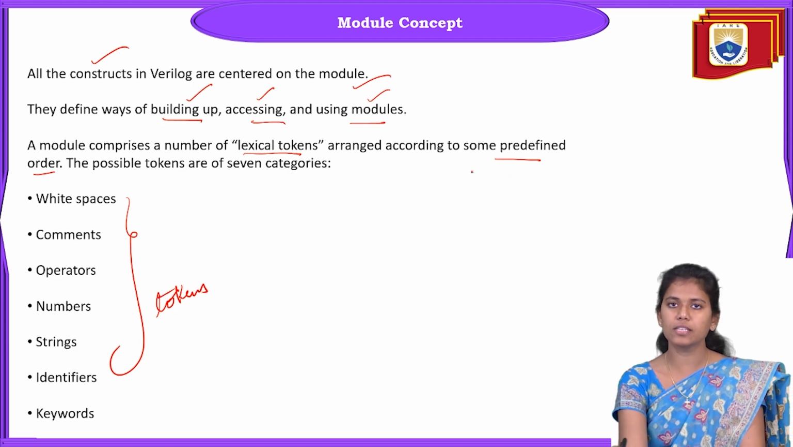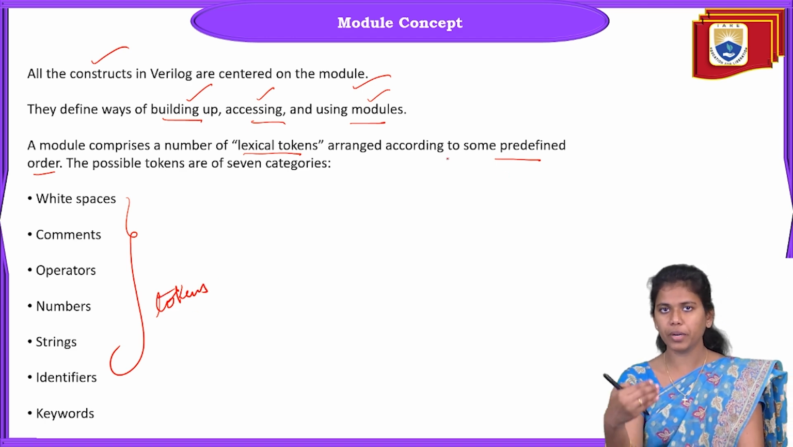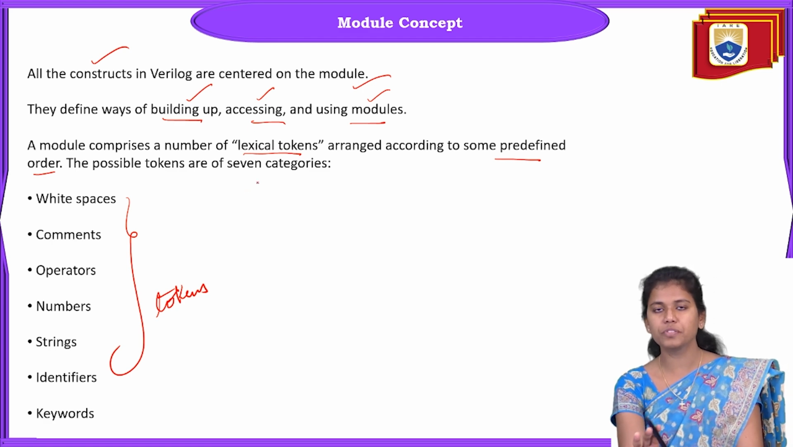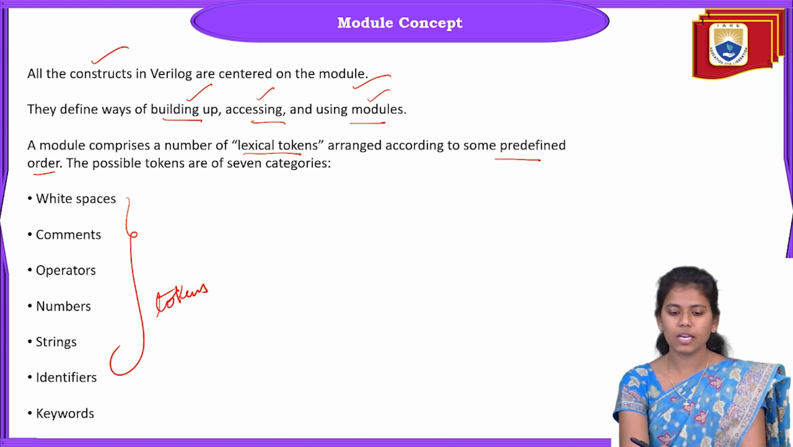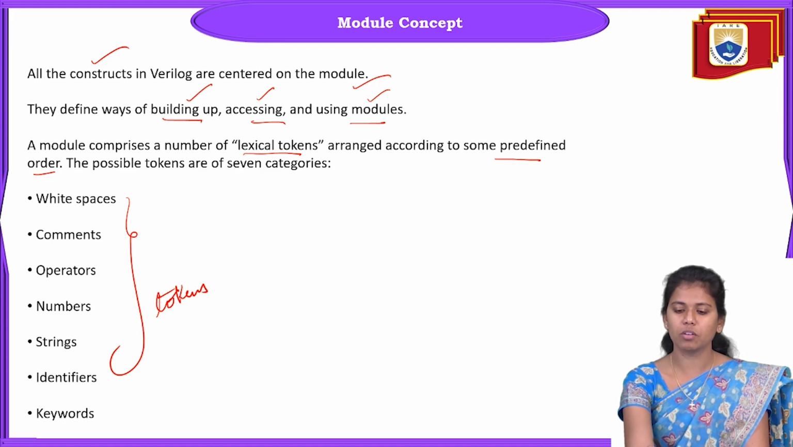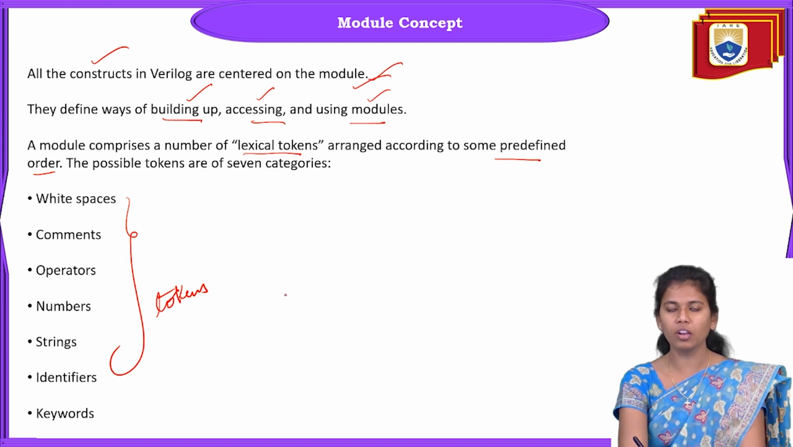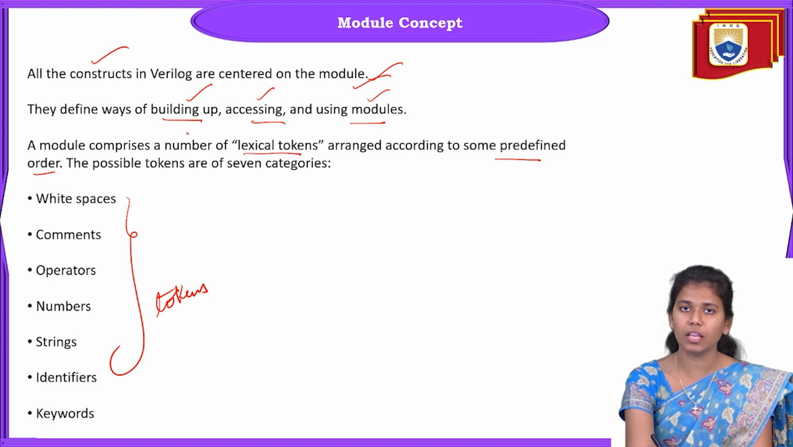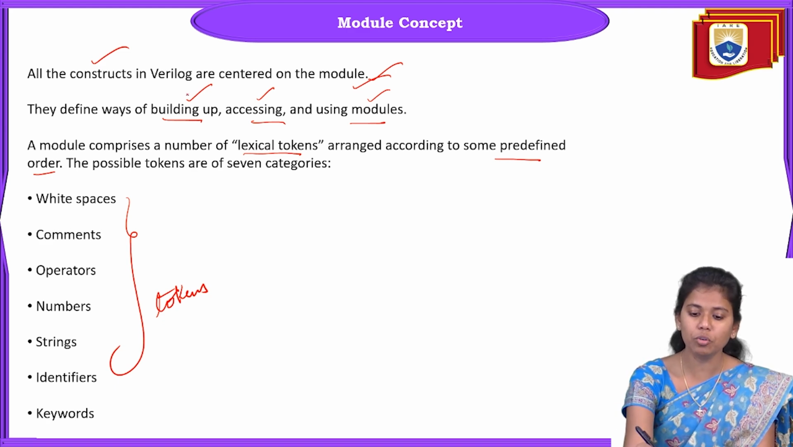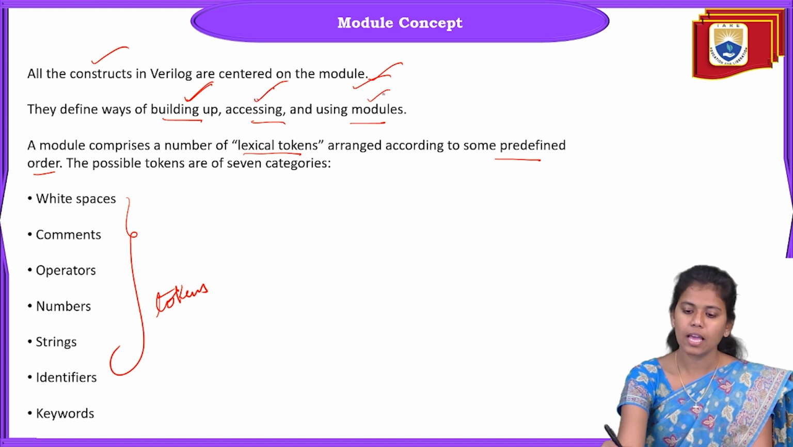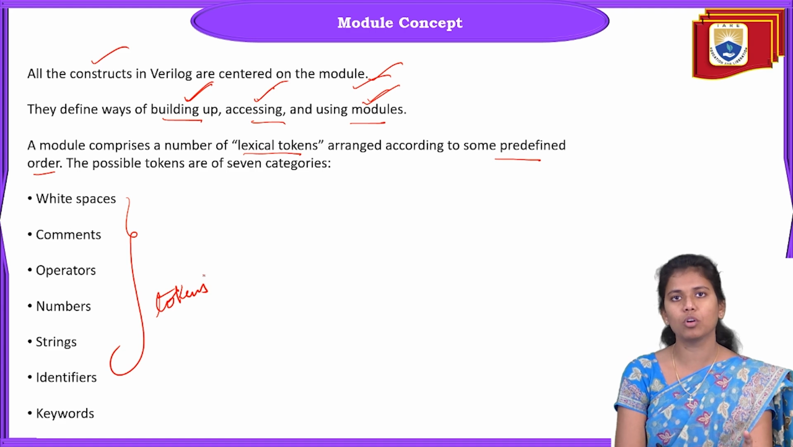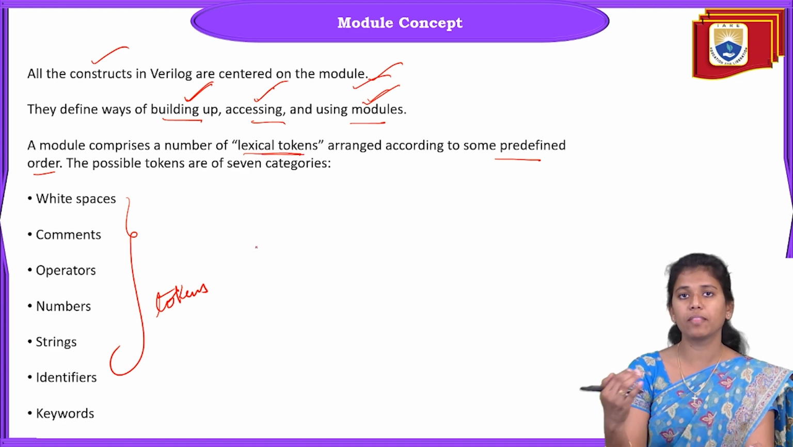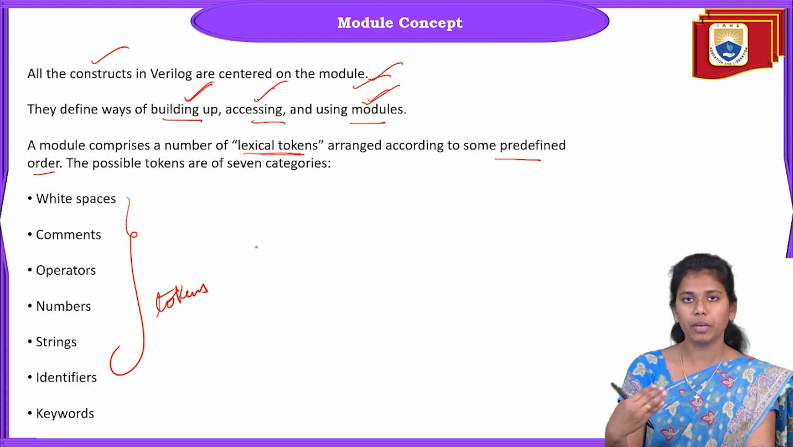Okay, these tokens are predefined, in a predefined order, and these tokens are of seven categories. This is an important point to remember. First, all the constructs in Verilog are centered on the module. Second, they are defined to build up, to access, and to use the modules. And third, a module is comprised of a number of lexical tokens, arranged in a predefined order.